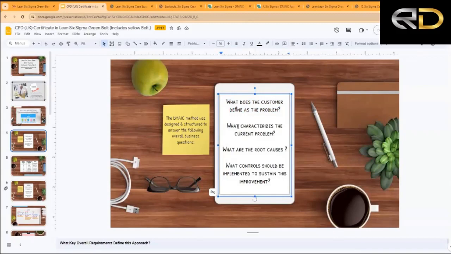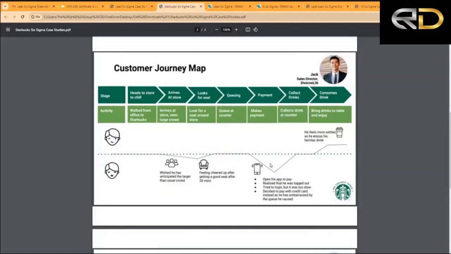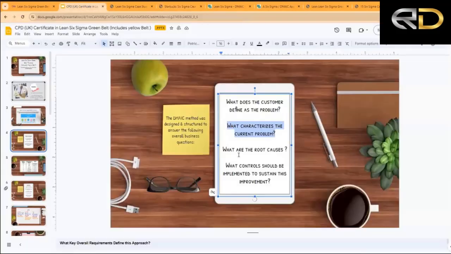And then we are going to look at what exactly the characteristics of that problem are. The characteristics of these problems are what you see right here: the application constantly logs out, the application is difficult to open, and so on. So we characterize those problems. And then we now determine what the root causes are.